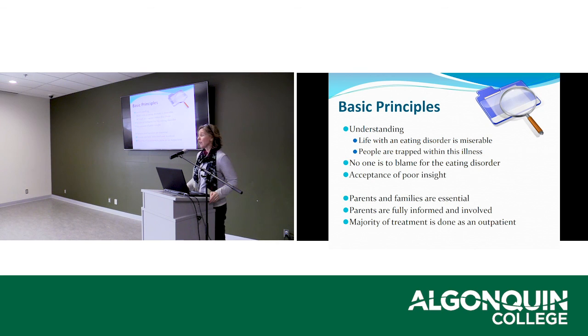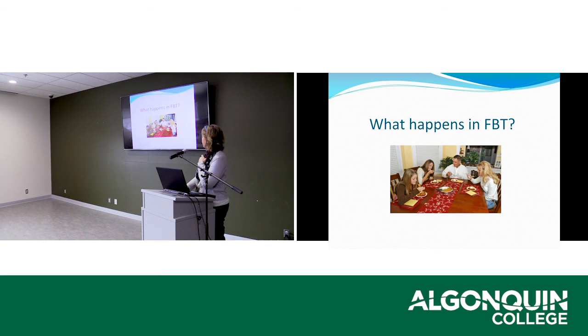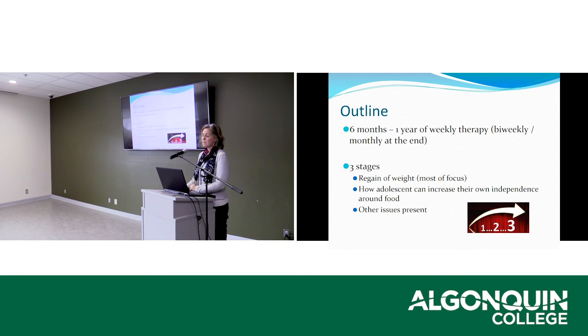And then parents are essential. They're part of the team. They're fully informed. And the majority of treatment is done in the family's home. And they come and see a therapist once a week. So what happens, as you can see, it's a picture of a family, including the sibling. This is where the battleground is. This is where all the work is done. The therapy is 6 months to 1 year, done in 3 stages, and the first stage is entirely a focus on weight gain.